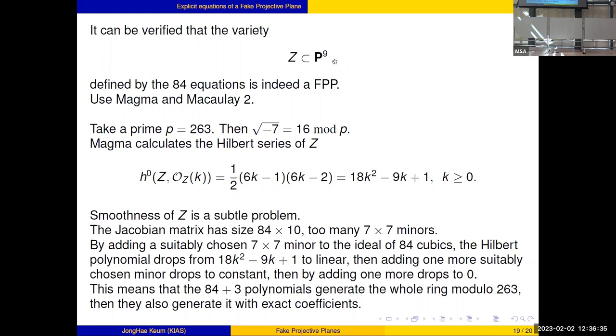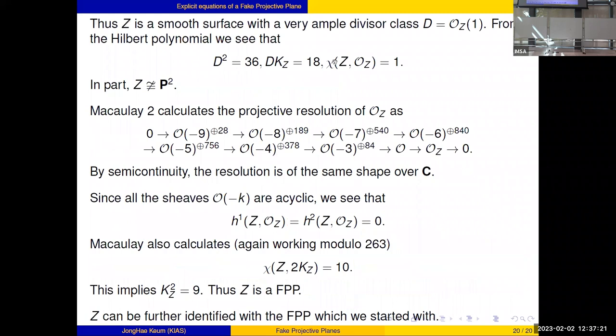So by adding three suitably chosen minors, suitably means you add one, and if the Hilbert polynomial doesn't drop the degree, you try another one. It's not that hard. So this means that these 84 cubics and 3 7 by 7 minors generate the unit ideal in the ring modulo the prime. And they also generate the whole ring, taking modulo. So there is no singular point. So that is a smooth surface.